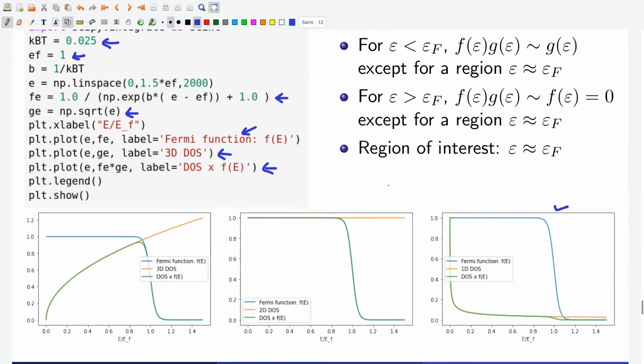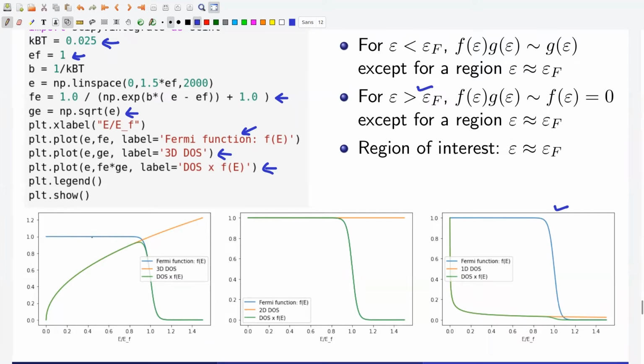Now, Fermi function differs from its limiting values 0 and 1 only in the region E close to the Fermi energy. As a result, for E less than EF, Fermi function times density of states is almost equal to density of states except for a region E very close to the Fermi energy. You see that the orange curve is the density of states and the green curve is the density of states times the Fermi function. And for E less than EF, for most of the regions, the orange curve and the green curve are identical. On the other hand, for E greater than EF, Fermi function times density of states is very close to the Fermi function except for a region E close to EF.